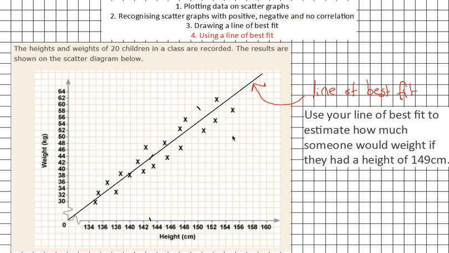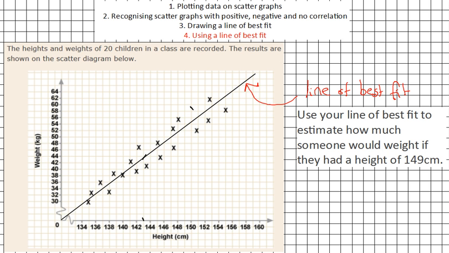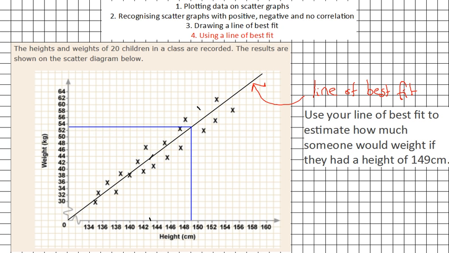So it says, use your line of best fit to estimate how much someone would weigh if they had a height of 149 centimetres. You need to get your ruler and your pencil, and draw a straight line from 149, which is here, straight up to your graph, and then stop as soon as you hit your line of best fit. You then do a line straight across to the weight. That should now give you a good estimate, because obviously we are only estimating.